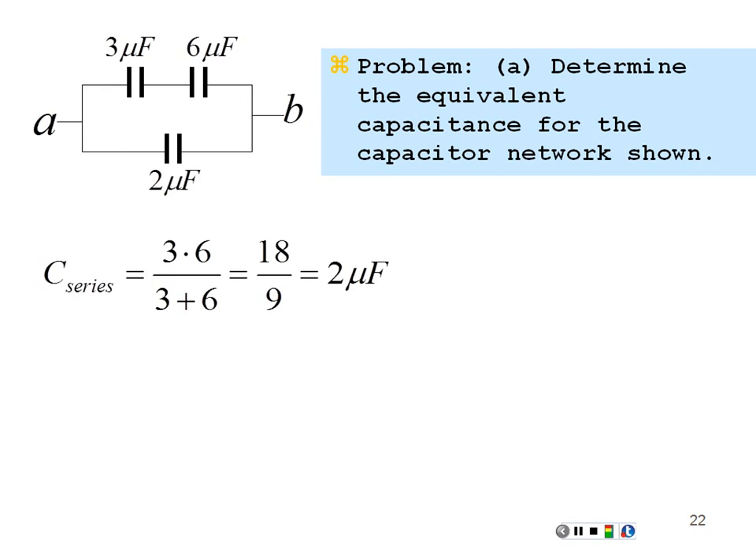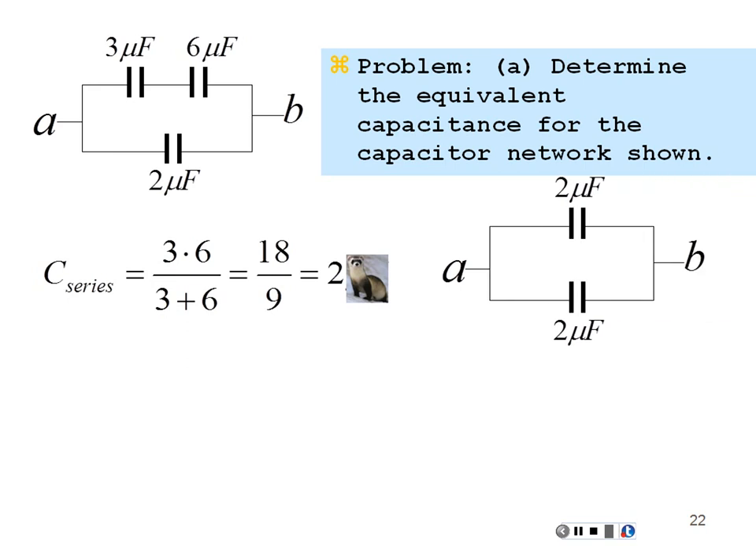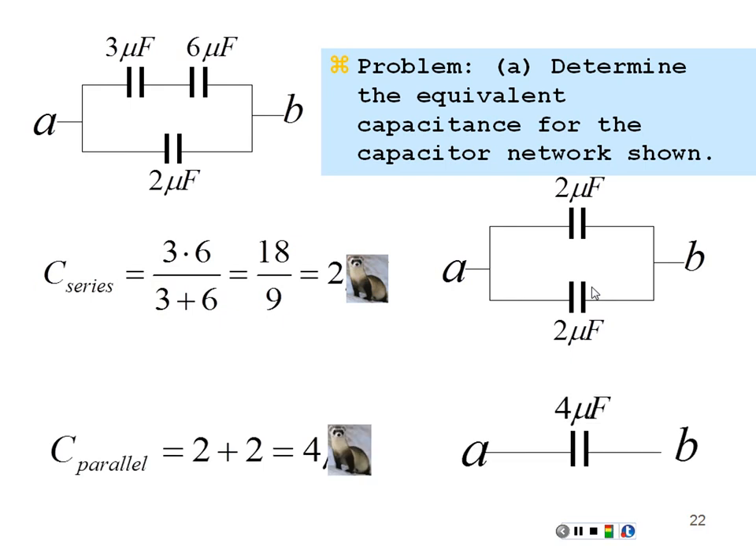So we're going to do product over the sum for the series. 3 times 6 over 3 plus 6, 18 divided by 9. 2 microfarads for our equivalent capacitance for the series combination. So we're left with a 2 and a 2 microfarads. So they are in parallel because they're connected end to end. So 2 plus 2 is 4. And our equivalent capacitance of this network is 4 microfarads.